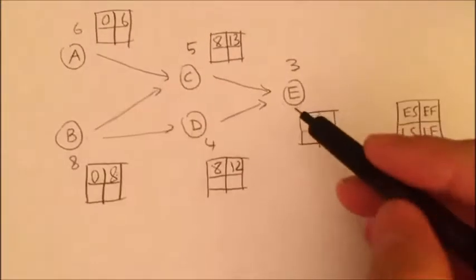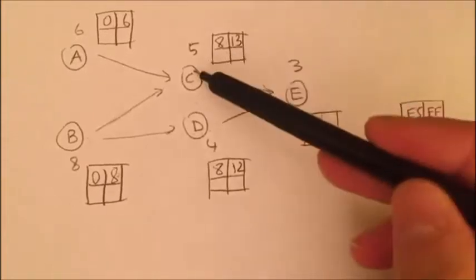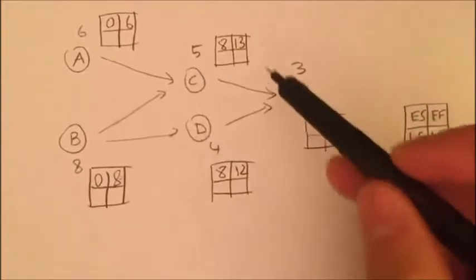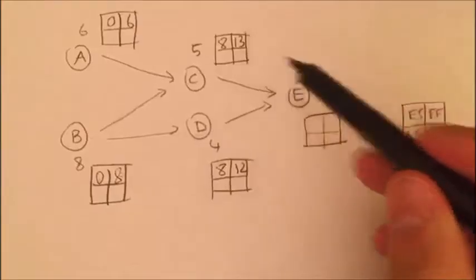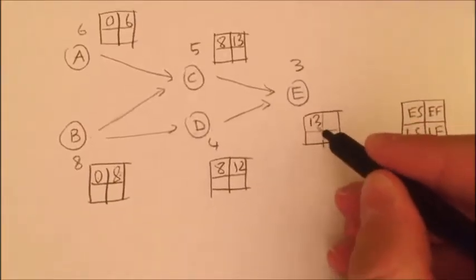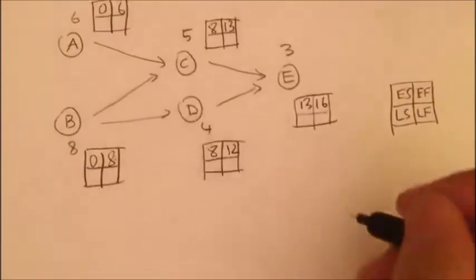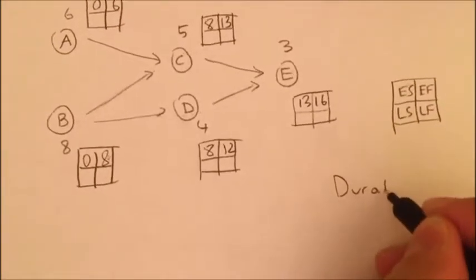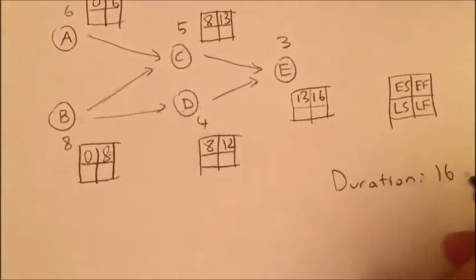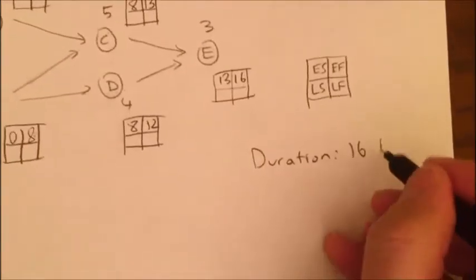And then I look at E, and E has to wait for both C and D. In that case, it has to be the largest one of them. It is 13, and 13 plus 3 is 16. So the project duration is 16 days.